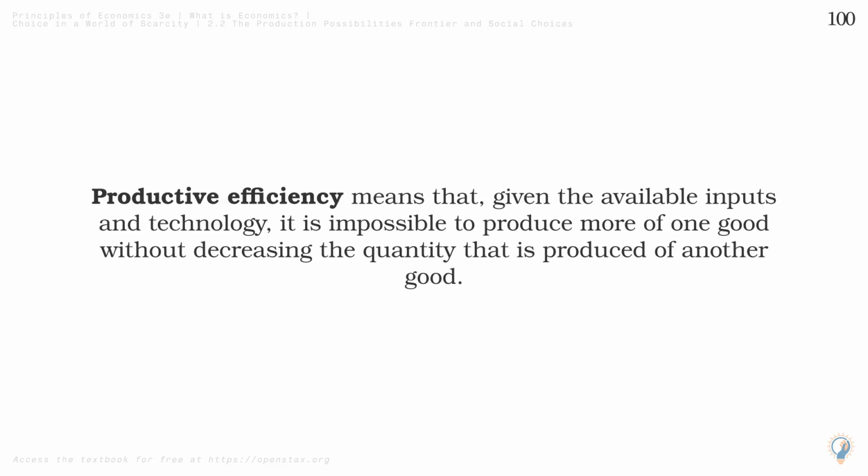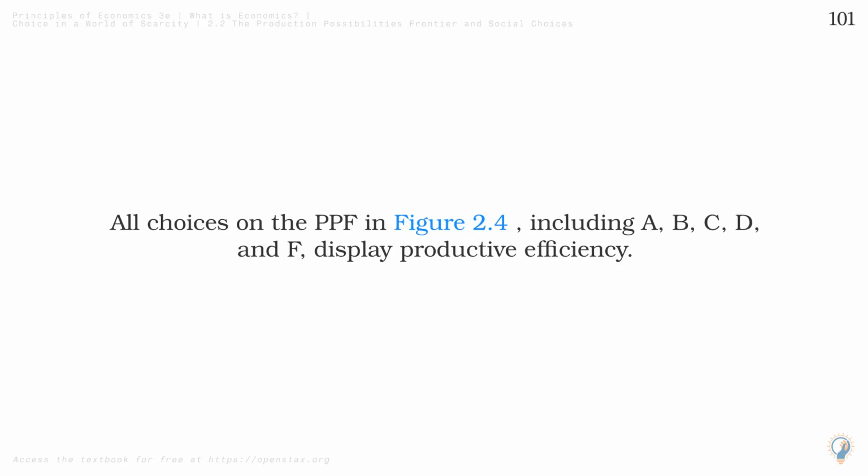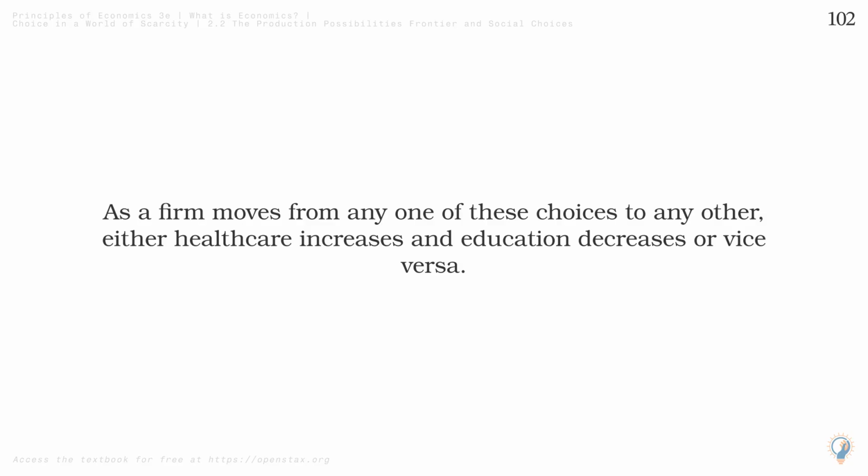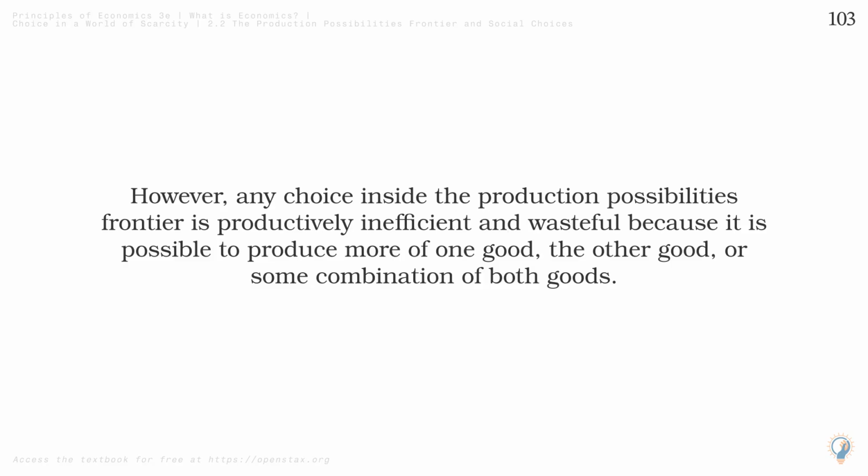Productive efficiency means that, given the available inputs and technology, it is impossible to produce more of one good without decreasing the quantity that is produced of another good. All choices on the PPF in Figure 2.4, including A, B, C, D, and F, display productive efficiency. As a firm moves from any one of these choices to any other, either healthcare increases and education decreases or vice versa. However, any choice inside the production possibilities frontier is productively inefficient and wasteful because it is possible to produce more of one good, the other good, or some combination of both goods.